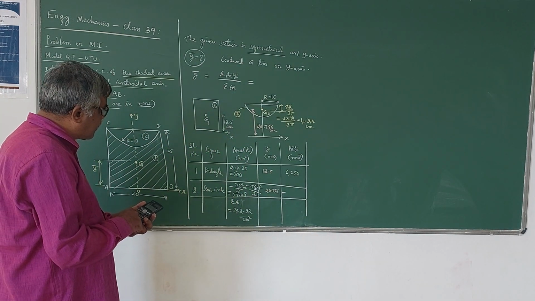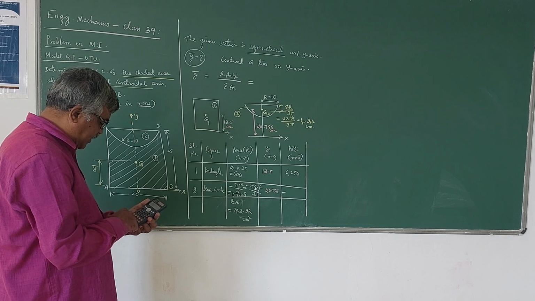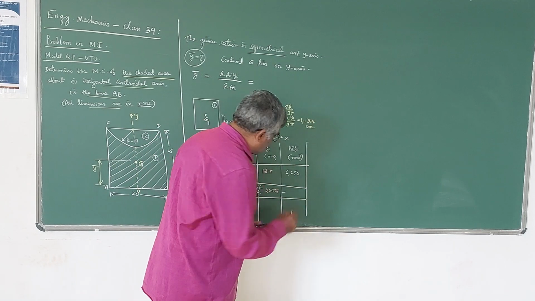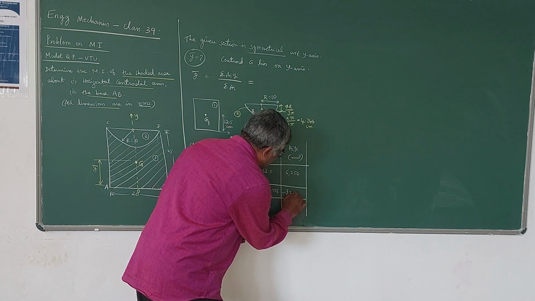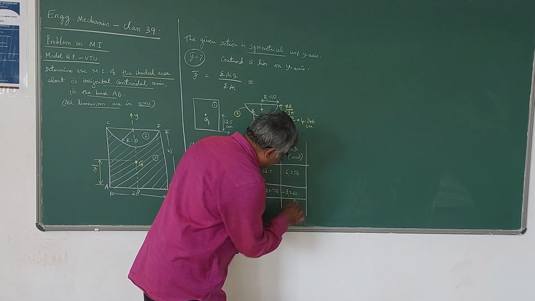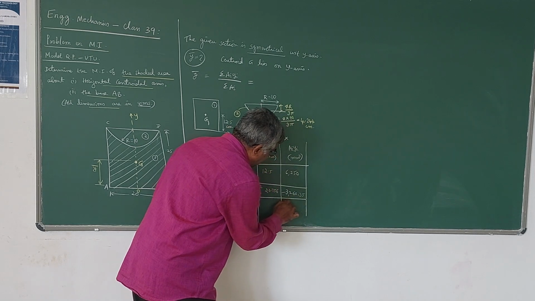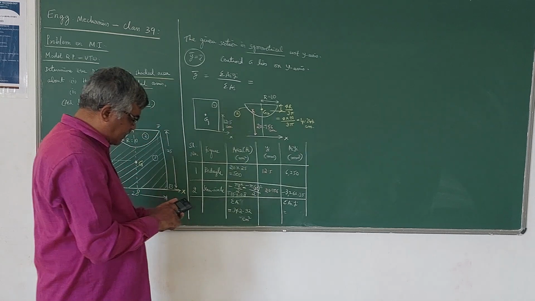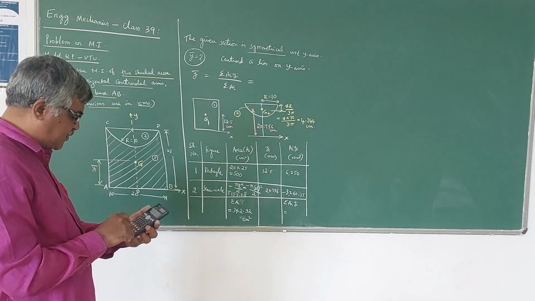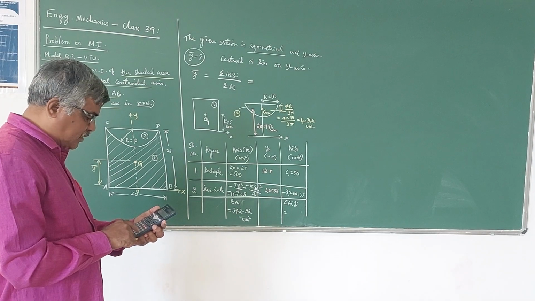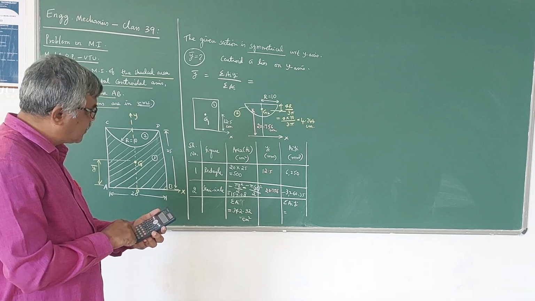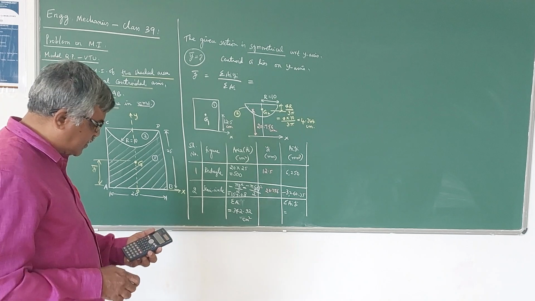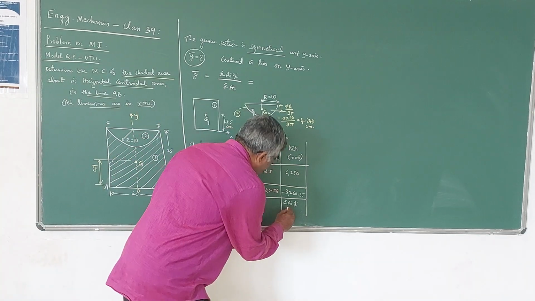And for the second one, it is negative because area is negative. 157.08 multiplied by 20.756, which is minus 3260.35. Now we have to add this sigma Ai yi. Whereas the second is negative, so we have to subtract. So 6250 minus 3260.35, which is 2989.61.